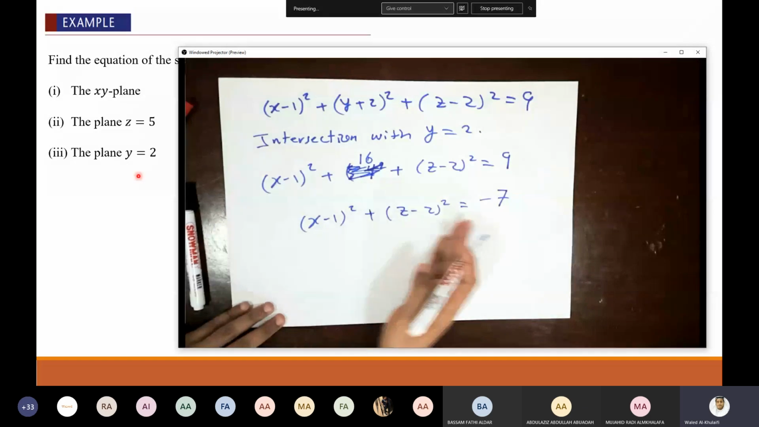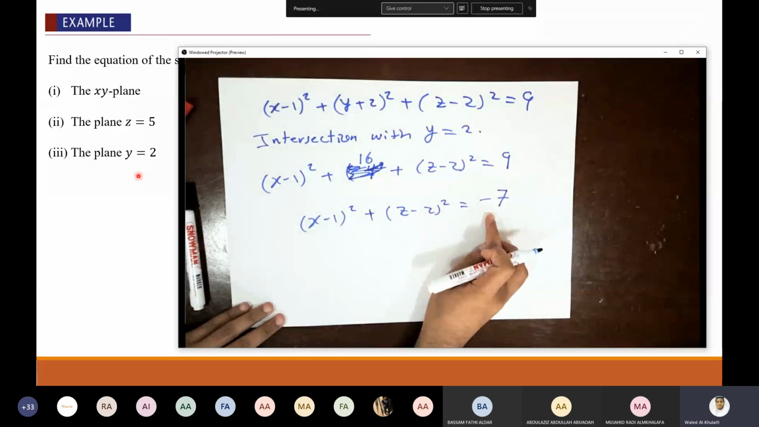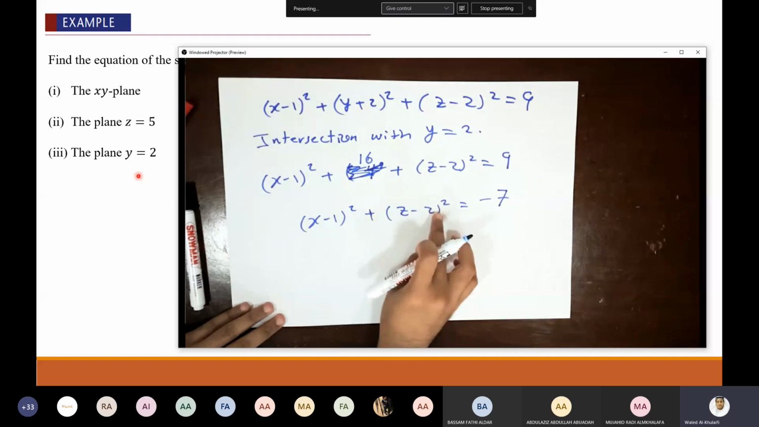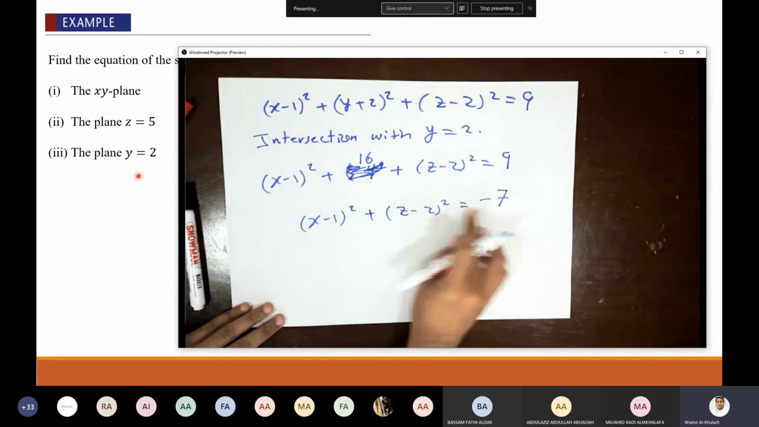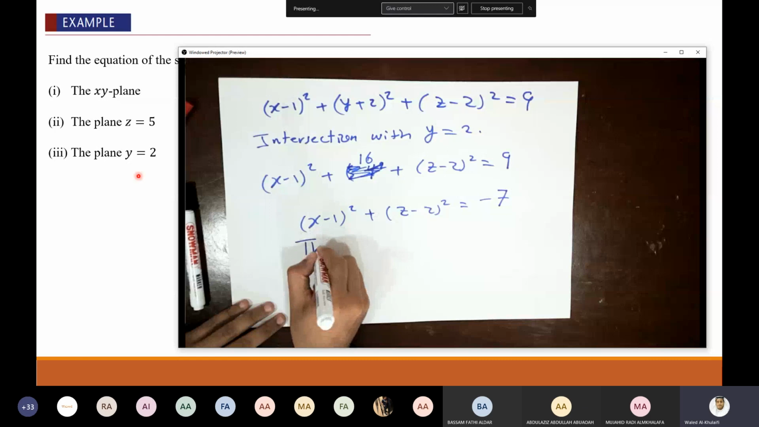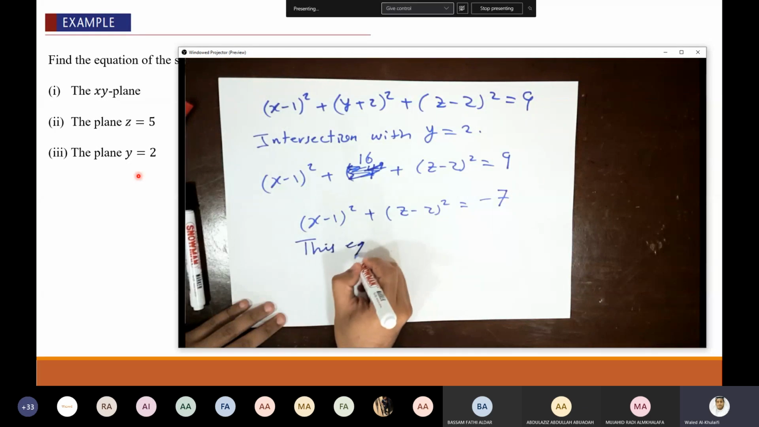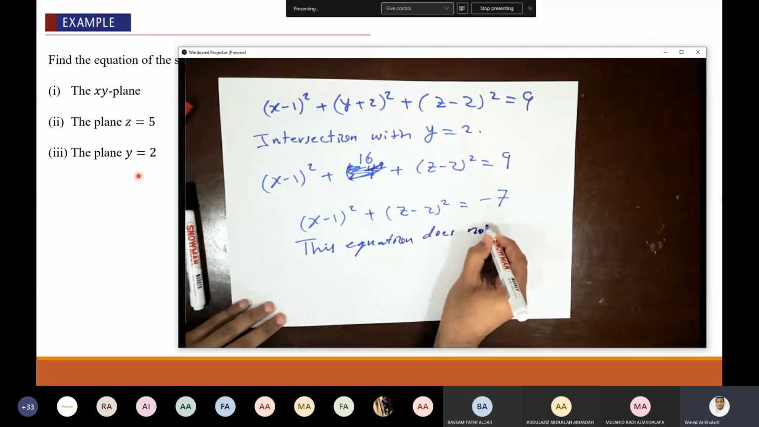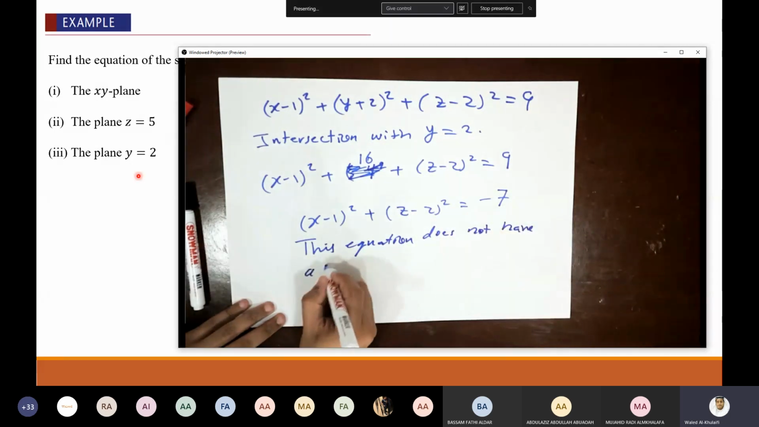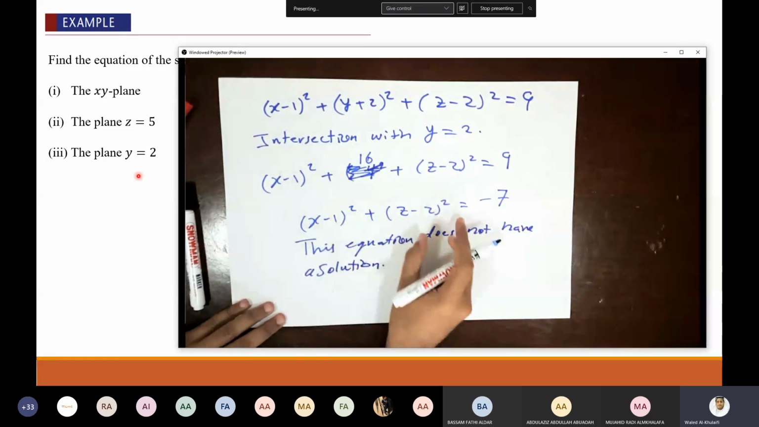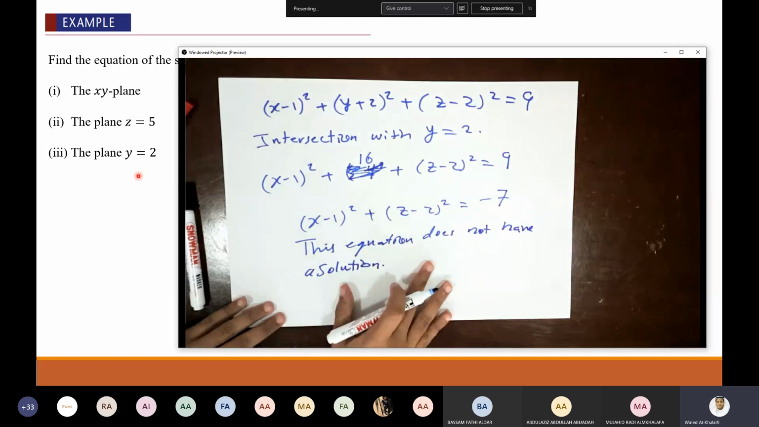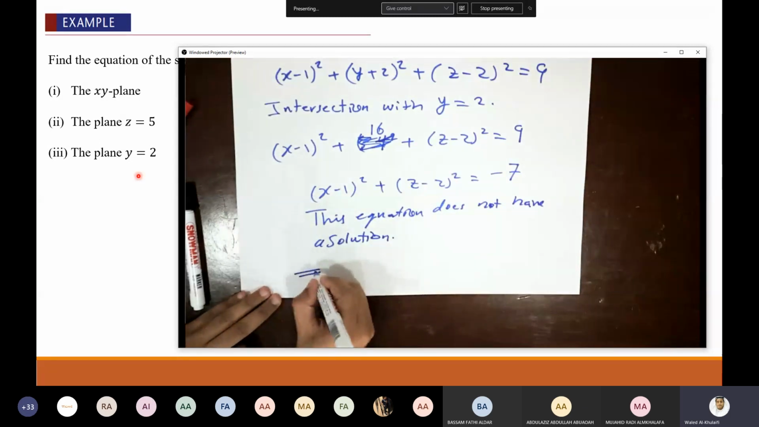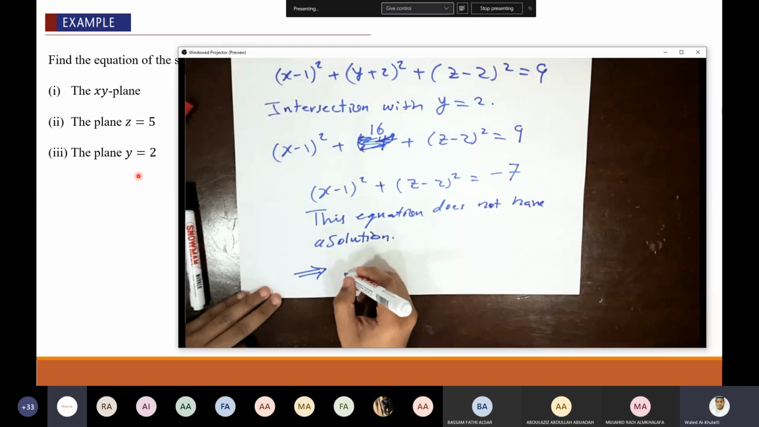Now look at this equation. The left-hand side is positive, the right-hand side is negative, and this is completely positive. No way you will find a point that will make positive equal to negative. So this equation does not have a solution. Clear, guys? Impossible. No way you will find two points that will give you negative, because you have a square here. So the conclusion: there is no intersection point.